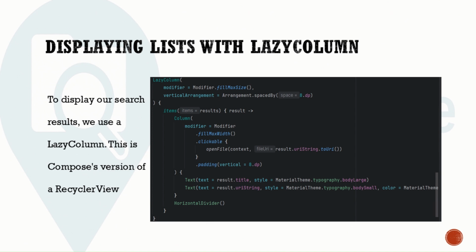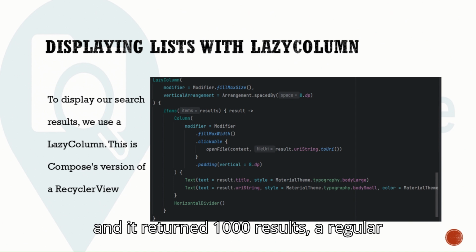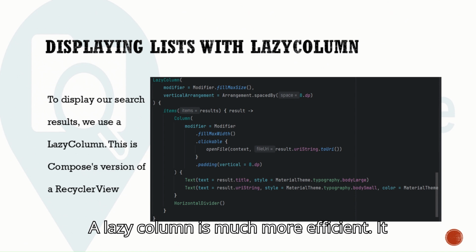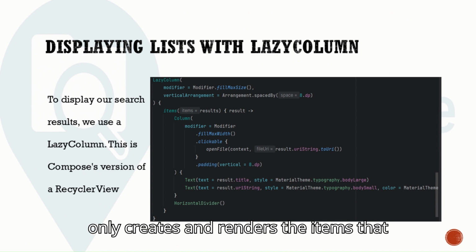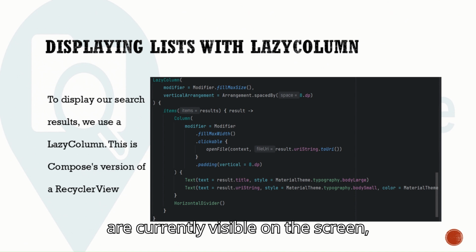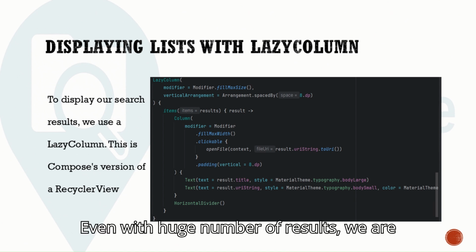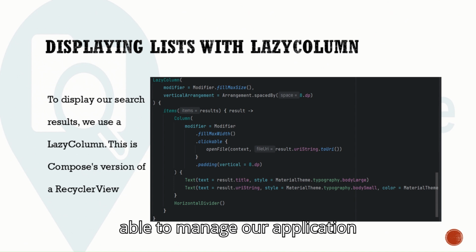If you search and it returned 1,000 results, a regular column would try to create all 1,000 UI elements at once, and this will cause the application to crash. A lazy column is much more efficient. It only creates and renders the items that are currently visible on the screen, recycling them as the user scrolls up or down. This ensures our app remains smooth and performant. Even with a huge number of results, we are able to manage our application without making it crash.